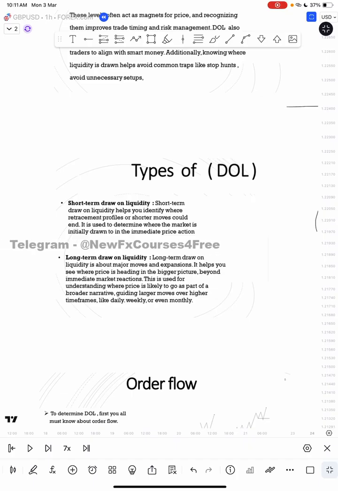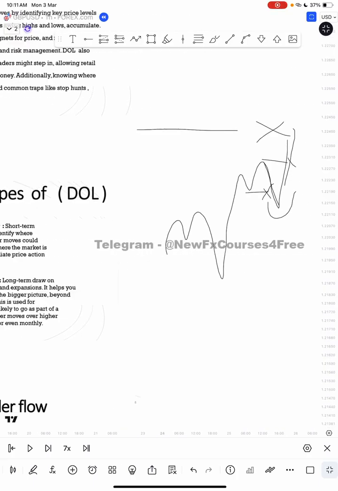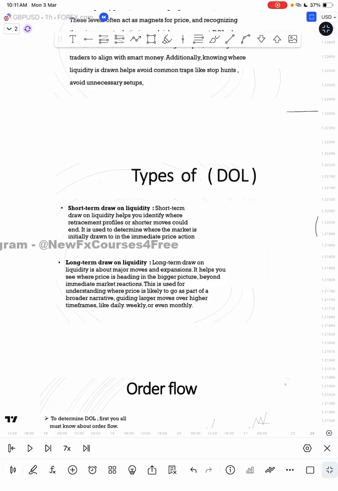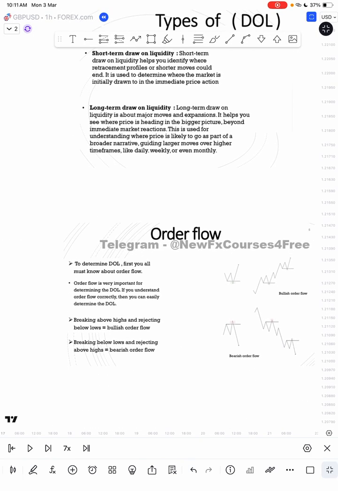So long-term drawn liquidity, I just actually explained this. Long-term drawn liquidity is about major moves and expansion. It helps you see where price is heading in the bigger picture beyond immediate market reaction. This is used for understanding where price is likely to go as part of the broader narrative, guiding larger moves over higher time frames like daily, weekly, or even monthly.